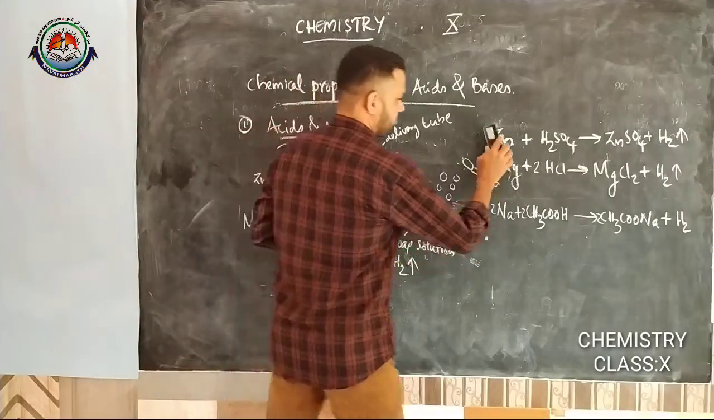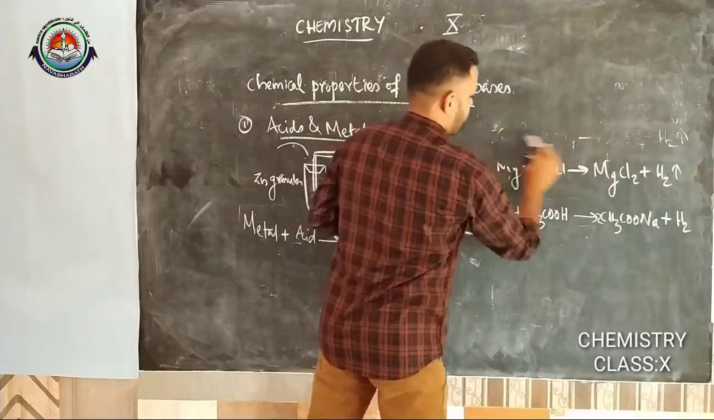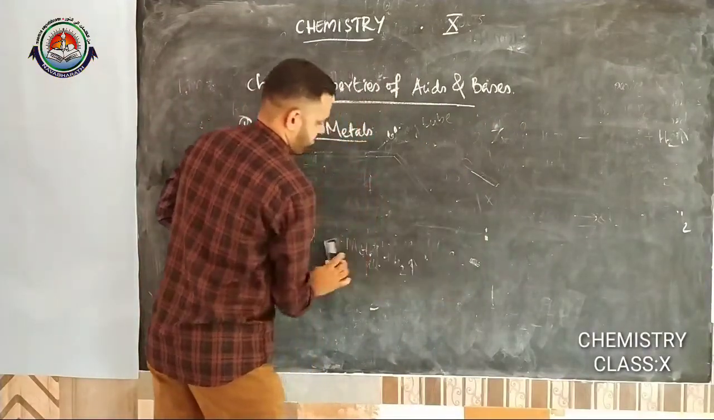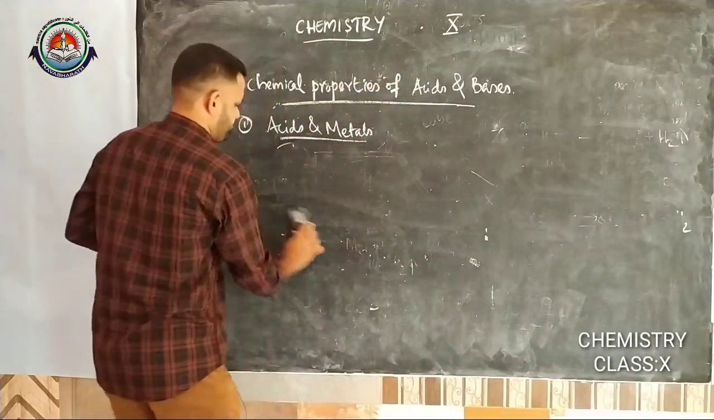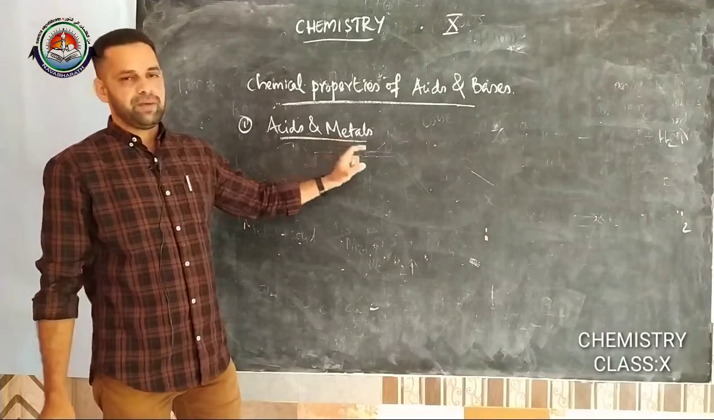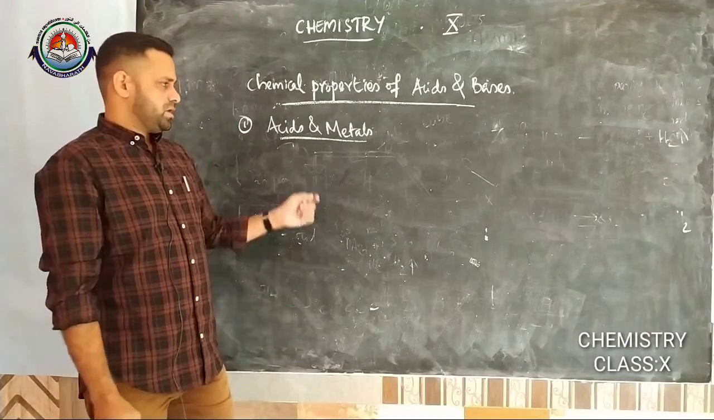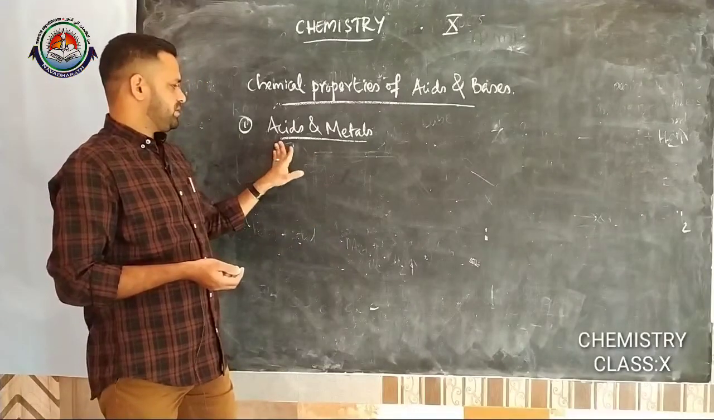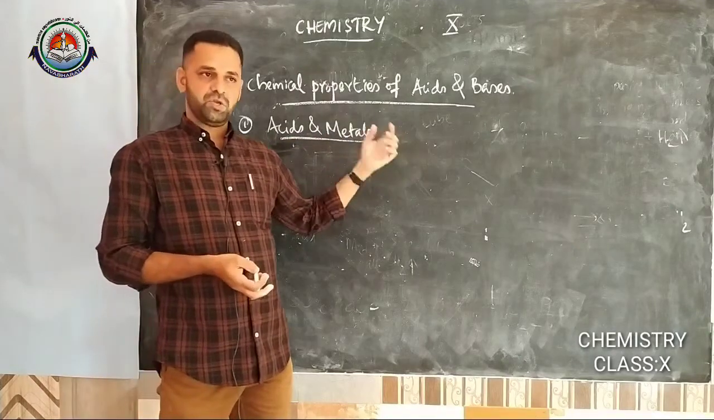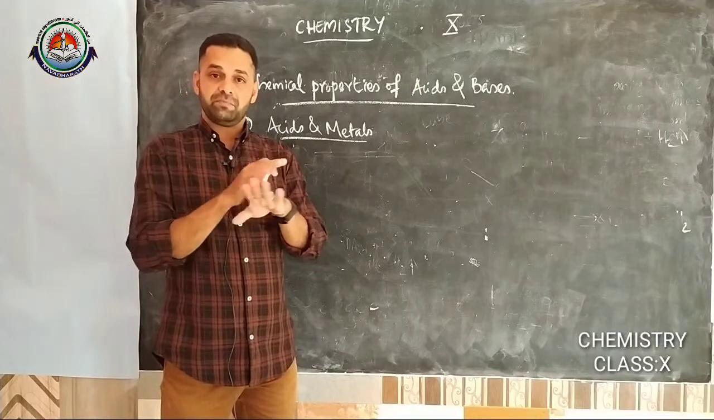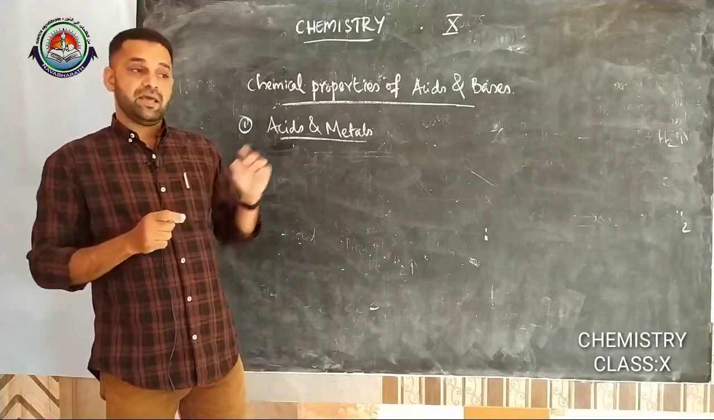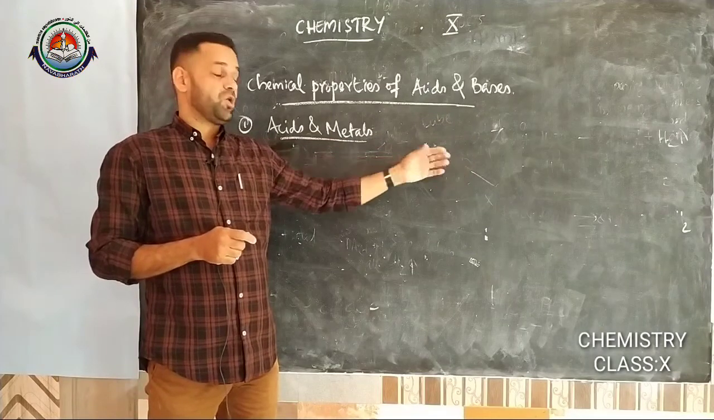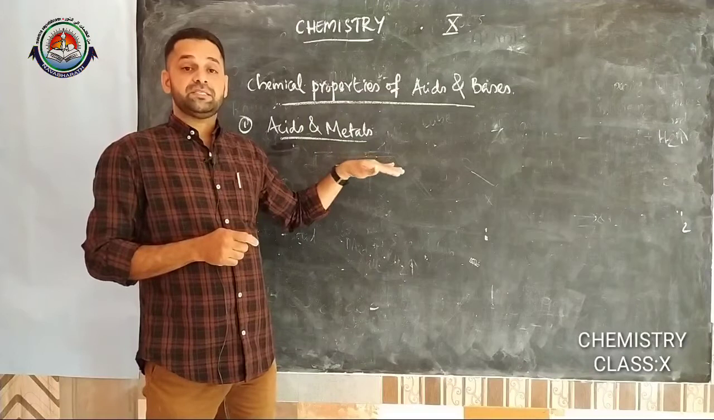Now next, the reaction between acids and metal is also known as a redox reaction, because oxidation and reduction are happening here. So I am just telling that it is not just the reaction between acid and metal, it is a redox reaction. You know what a redox reaction is? Redox reaction means oxidation and reduction are taking place simultaneously, that is called a redox reaction. And in this reaction, metal is undergoing oxidation and hydrogen in the acid undergoes reduction. So it is a redox reaction, and also it is an exothermic reaction.